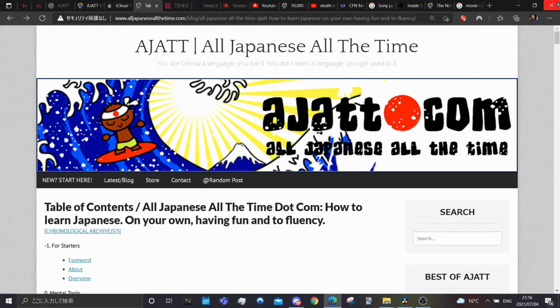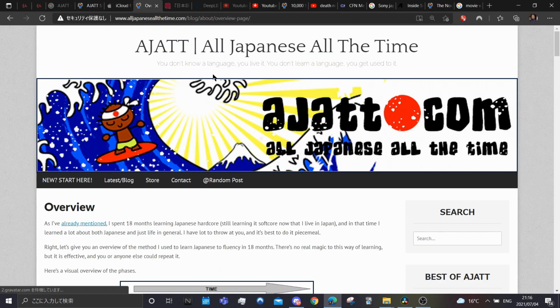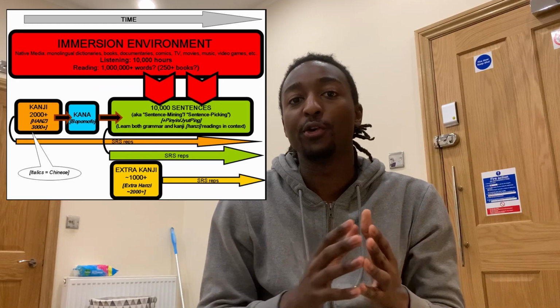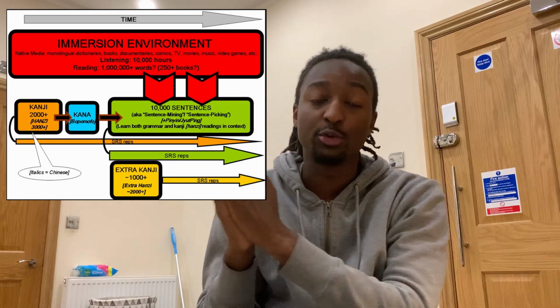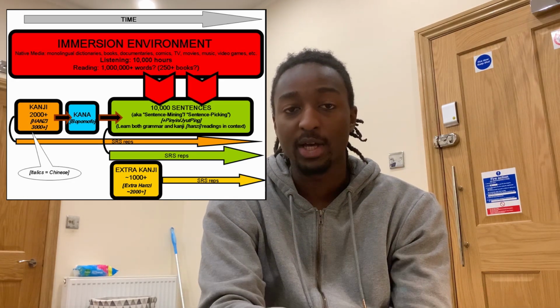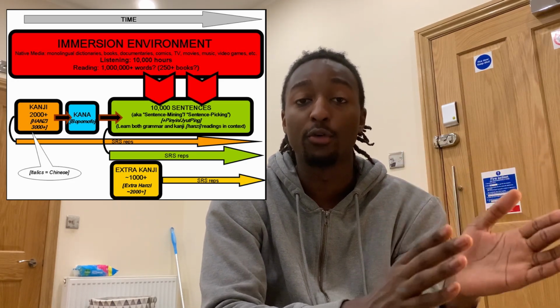Now, let's have a look at an overview of the AJATT method. If you go to the AJATT website, to the table of contents, which I will link below in the description, at the first section, you should see the word overview. If you click on that, you will find this image that I have here in the top right corner. This image gives you a basic overview of what your journey from non-fluency to fluency will look like. Now, on the overview section of his website, he splits the language learning journey into around 4 phases.